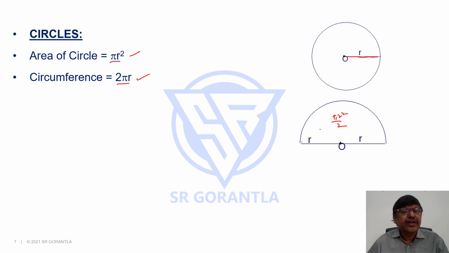But what about the perimeter? Because the circumference is 2 pi r, will it be pi r? I'm afraid it's not. See, this entire thing is 2 pi r.